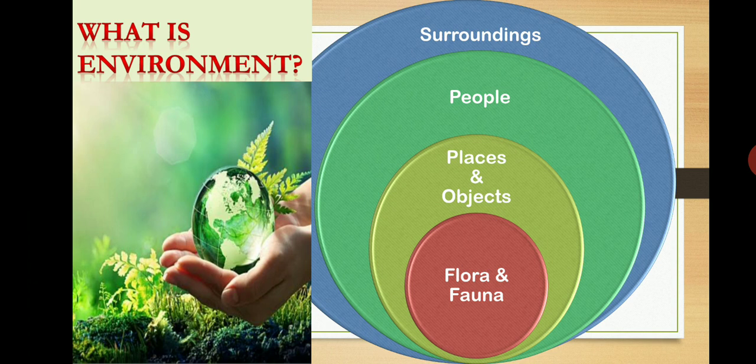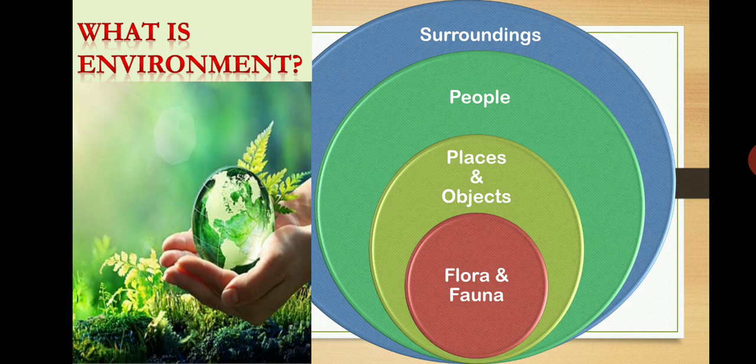Environment comprises of our surroundings. And what does it include? It includes the people, places, and objects, and flora and fauna around us. Okay, what does environment include? Environment refers to our surroundings. That means everything that we are surrounded by. Now, what are we surrounded by? Look around. We're surrounded by people, places and objects, flora and fauna. What is flora and fauna?